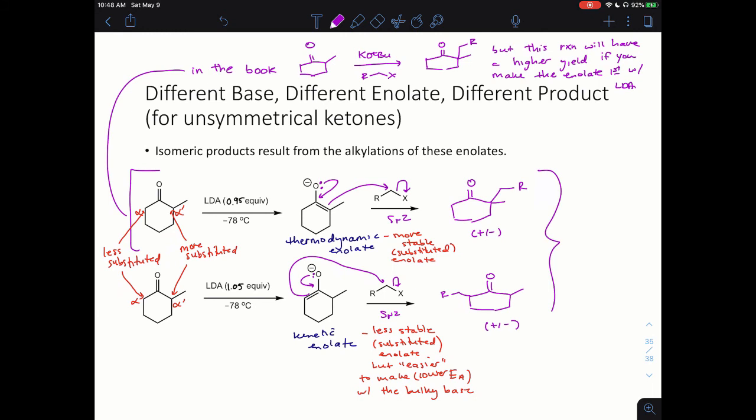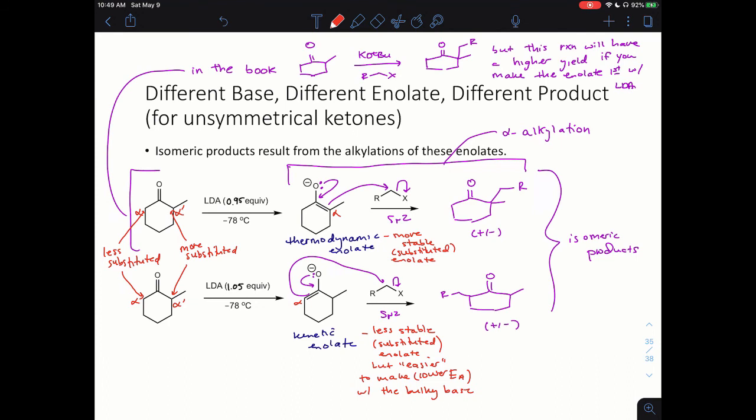Okay, so we have these isomeric products. And you'll see our goal as we move forward in this class is to be able to make absolutely anything. So we want to make this, we alkylate the thermodynamic enolate. Want to make this, alkylate the kinetic enolate. All right, and this SN2 reaction here, between the enolate and the alkyl halide, is called an alpha alkylation because we're alkylating the alpha carbon of the ketone as the enolate.